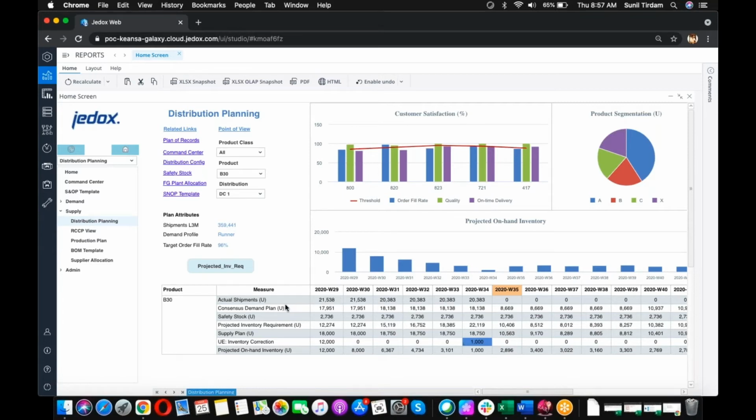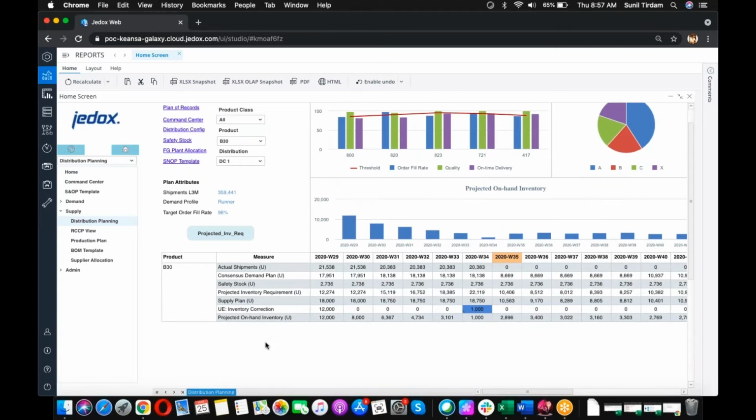The main measures he would be looking at would be actual shipments, what were his actual shipments, and he can then look at the consensus demand that just came in weekly buckets, and then he tries to look at the safety stock and make sure it's maintained, and also he looks at a supply plan and tries to make sure that it's always level loaded. And using these, the system would then automatically calculate the projected on-hand inventory requirement, which would be the demand. And here our system would automatically look at it and show any errors if there are any.